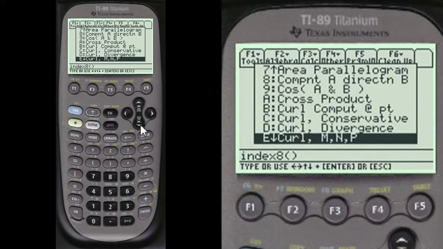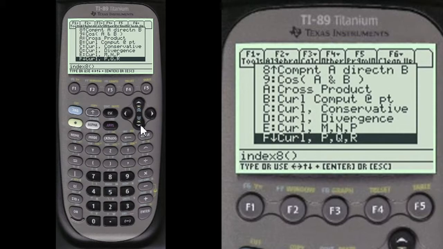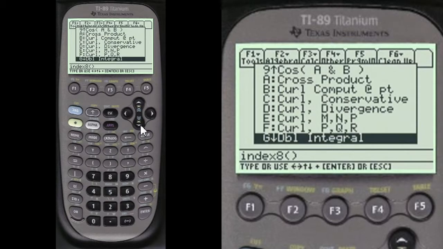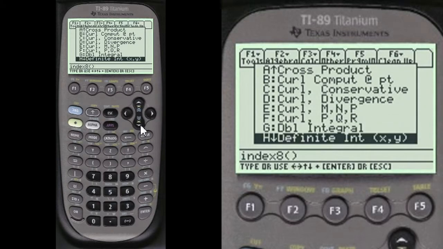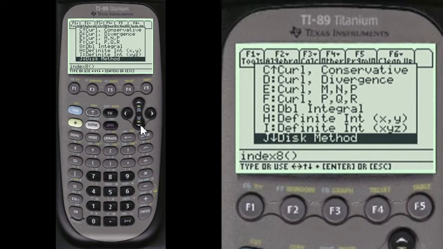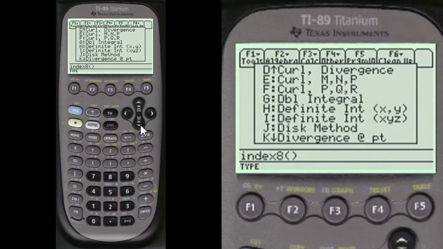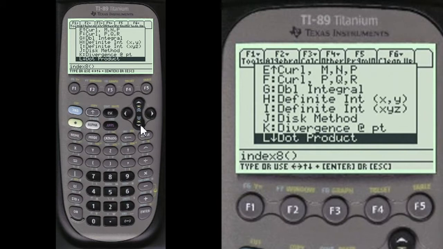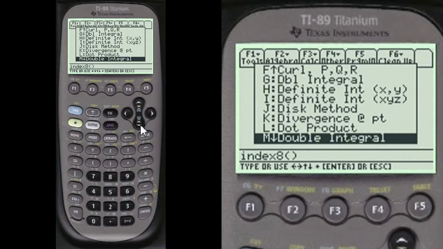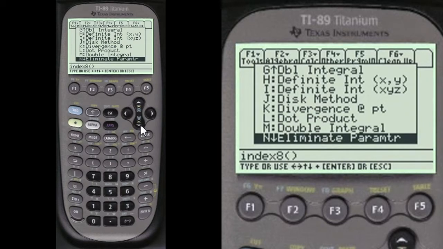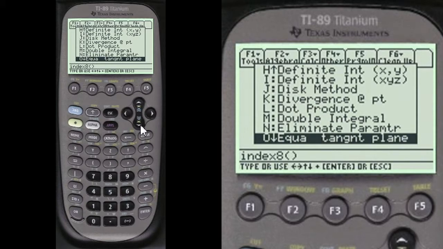Area of a parallelogram, component of A, direction of B, cosine of A and B, that's the cosine of the A and B vectors, cross product, dealing with vectors, curl, computing it at a point, curl, conservative, whether it's conservative or not, curl, whether it's divergent, and then the systems of notation, which is MNP or PQR for the curl. There's a double integral, definite integral xy, and there's a definite integral xyz. One is area and one is volume.